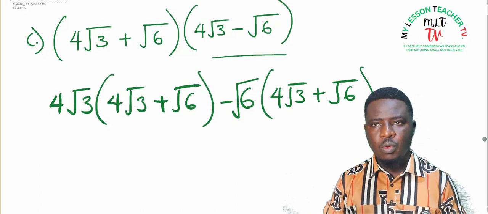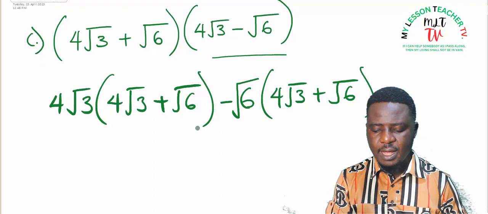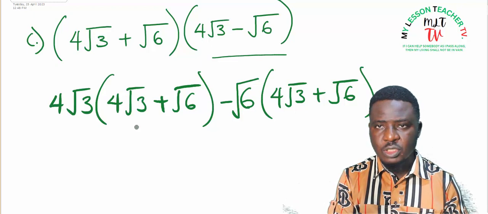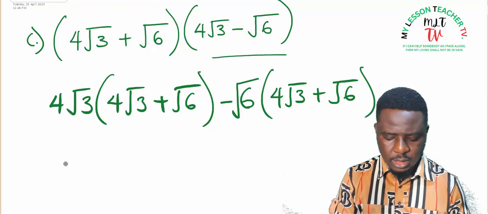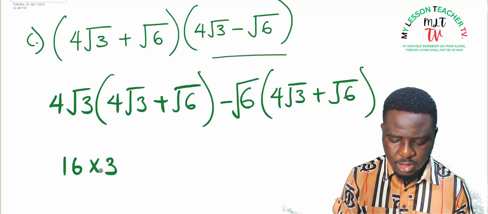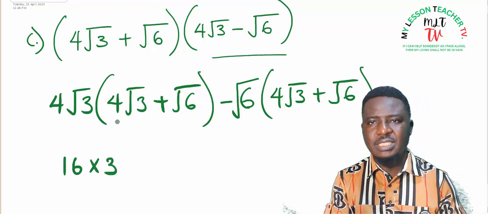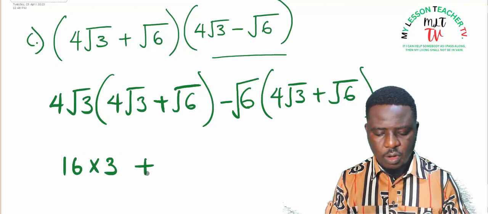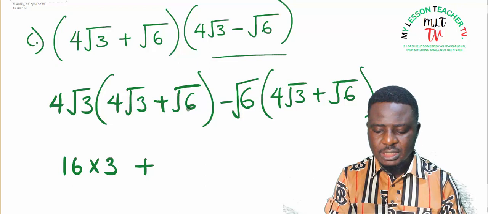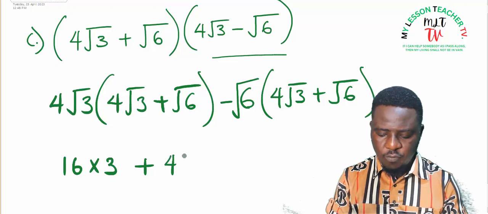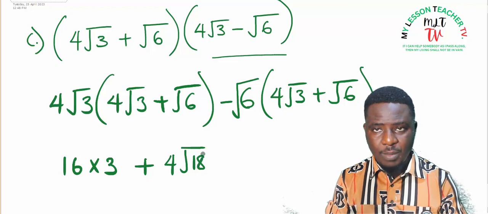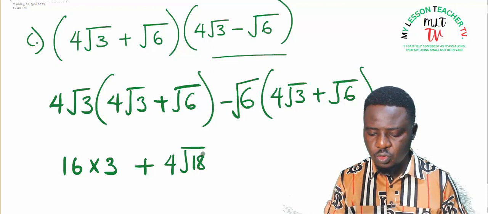Simplifying this further, we use 4 root 3 to multiply every term in the first bracket, and this gives us 4 root 3 times 4 root 3, which is said to be 4 root 3 squared. This becomes 16 times 3. For 4 times 4 is 16, while root 3 times root 3 is said to be 3. Plus 4 root 3 times root 6. This is said to be 4 root 18. When you multiply rational numbers, that is 4 and 1, gives you 4. Root 3 times root 6 is said to be root 18.